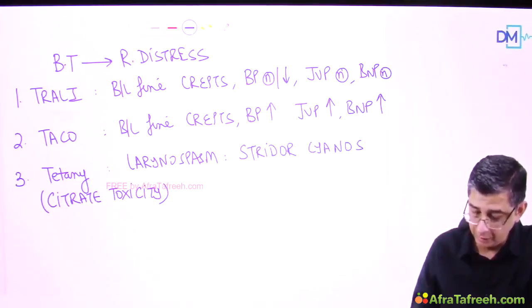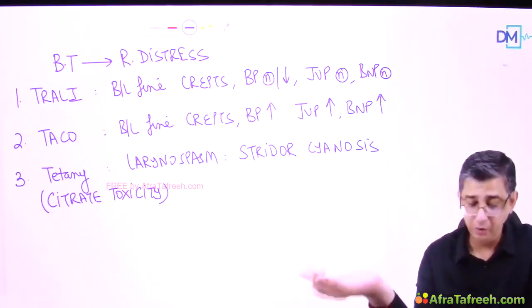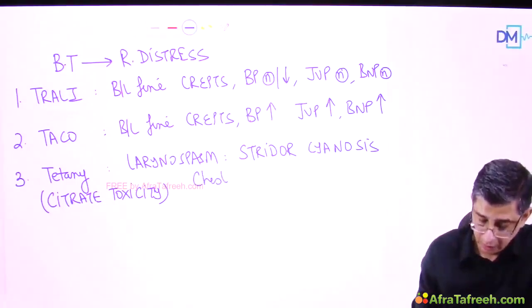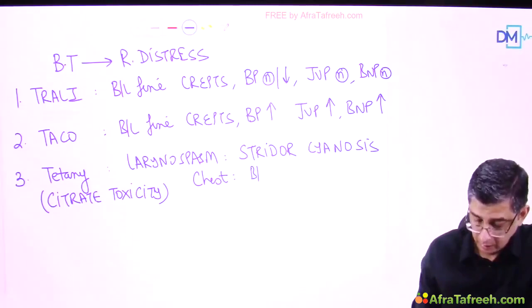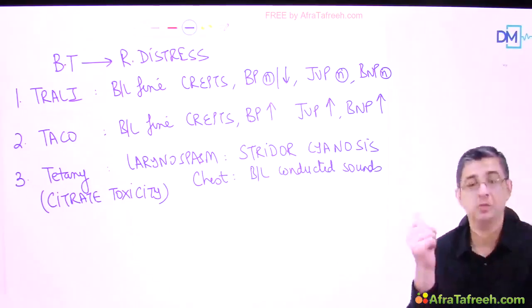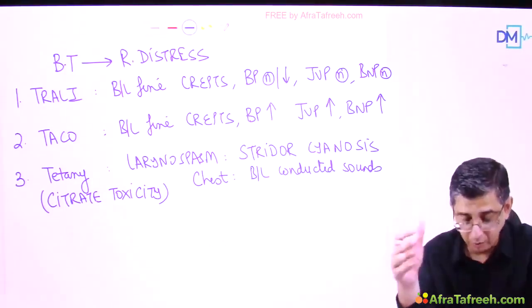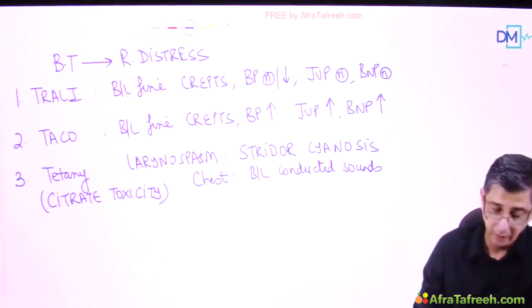Tachycardia could be described in a patient, but then there would be no mention of any BNP levels, or they will be normal, and the chest is bilaterally clear. In the chest of the patient, you will be having conducted sounds. Those conducted sounds could be due to laryngospasm, but there will be no fine crepitations in the chest in patients who are having tetany. So these are three important causes that you need to remember, especially with respect to respiratory distress after a blood transfusion.